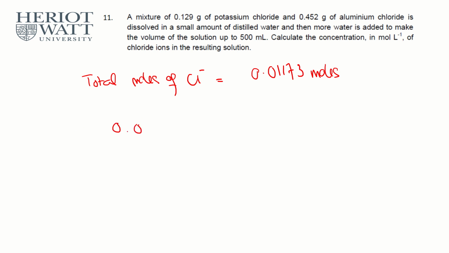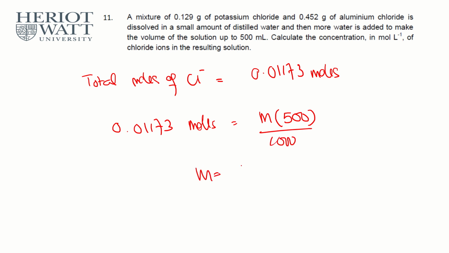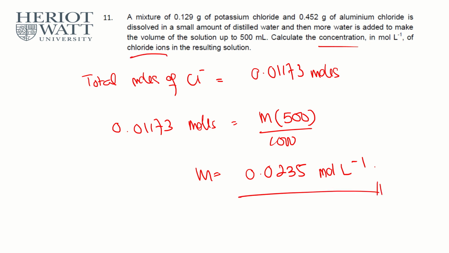So 0.01173 moles, use the formula, equals MV. M is unknown, V is 500 ml over 1,000. And you will get your final concentration equivalent to 0.0235, okay, or 0.024 mole per liter. Because they want the concentration of chloride ions, and this is the one. Simple, right? Okay, now that's question 11. Let's move on to question 12.